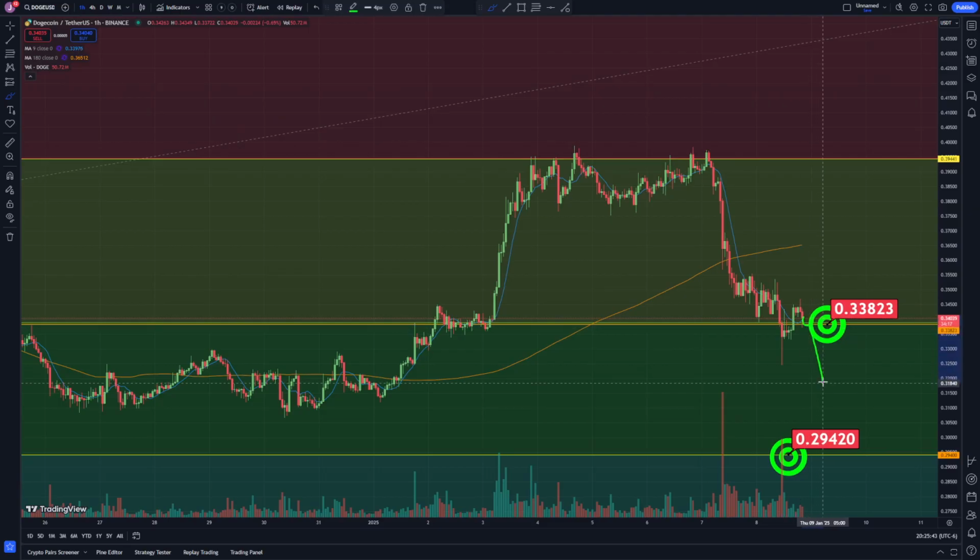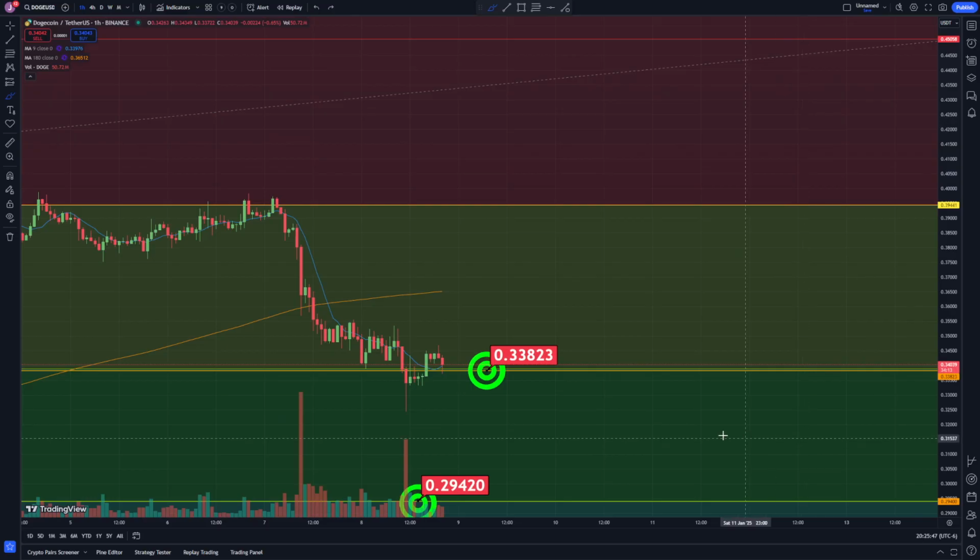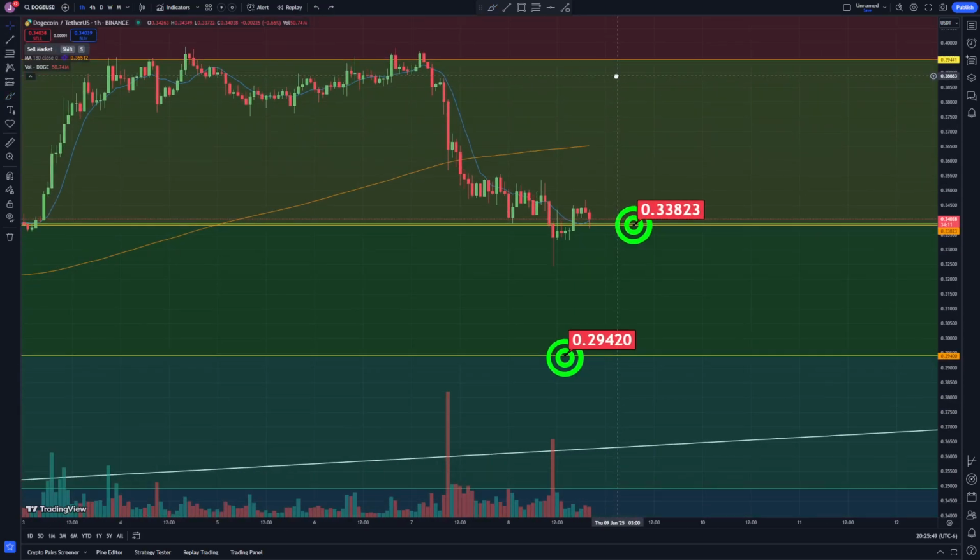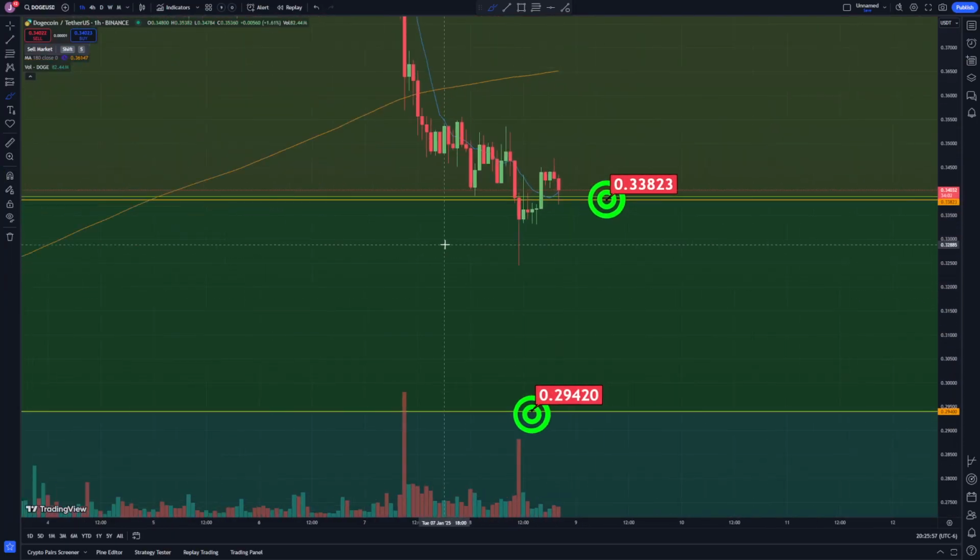It's possible that if we do break this area right here and start heading down, then I think it's a very reasonable target to aim for .294 as we go to the downside. If we do, we're going to have to wait and see though. The other thing I'm looking at right now is we have resistance, so let's go ahead and draw a trend line right here, something like that.